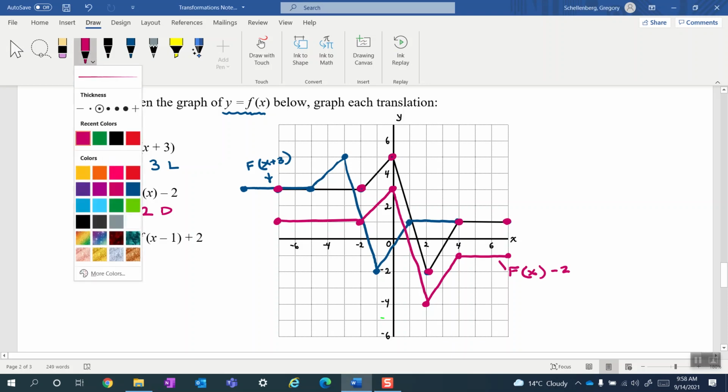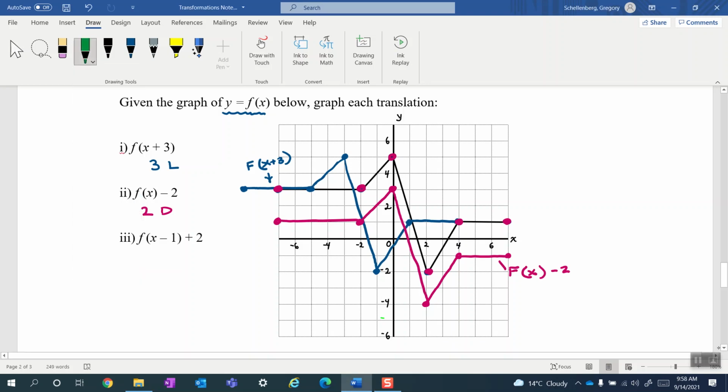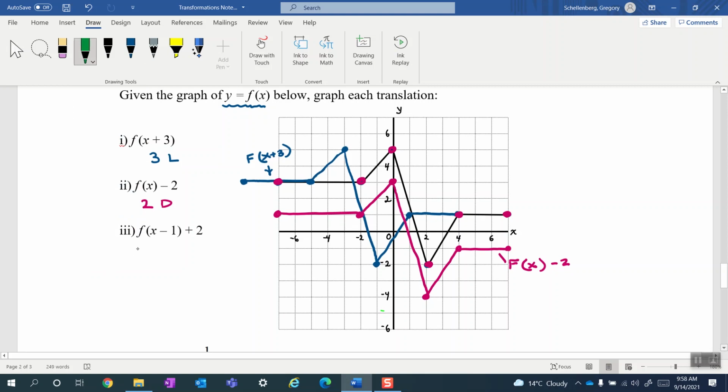Okay, and so the last one here, let's choose another color. We'll go with green. So this is f of x minus 1 plus 2. It's a translation of 1 unit to the right and 2 units up. So I'm going to highlight the vertices of f of x again, and then we'll translate each of those vertices. So 1 to the right and 2 up. We'll connect those dots. 1 to the right and 2 up. And there we go. And we'll label this. This is the function f of x minus 1 plus 2.